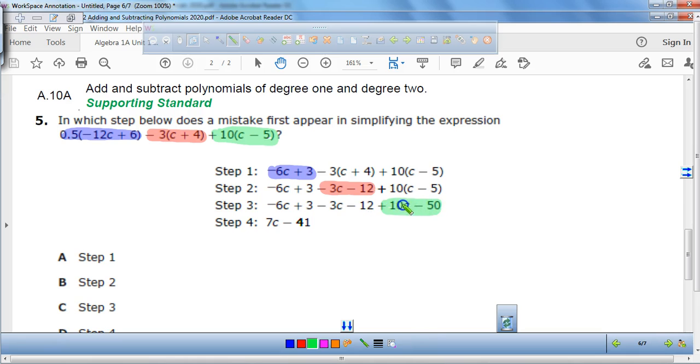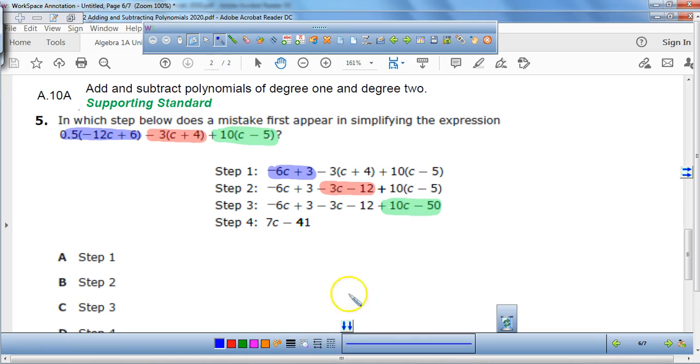Oh, that's just a lot of steps. I just distribute all the way through first and take care of that. So we're going to go ahead and do that. By the way, 0.5 is half. Half of negative 12 is negative 6, and half of 6 is 3. So that's me distributing the half to both the negative 12c and the 6.